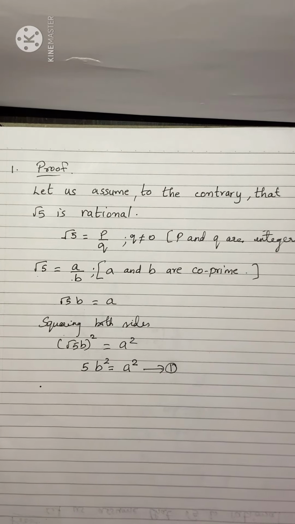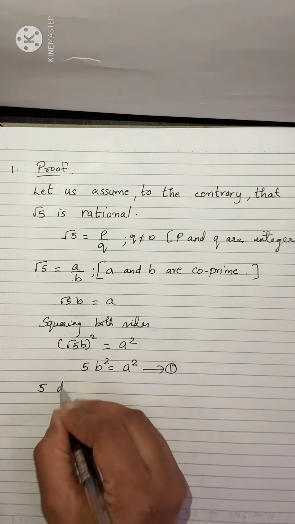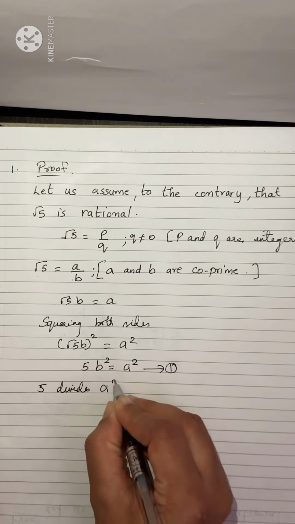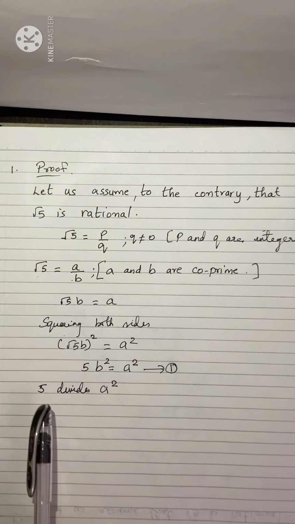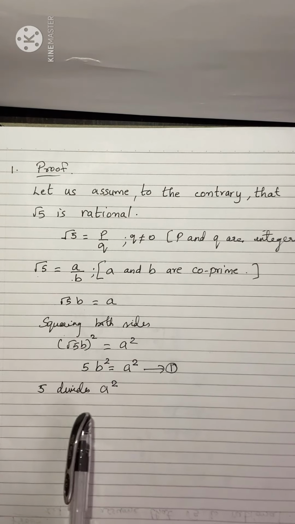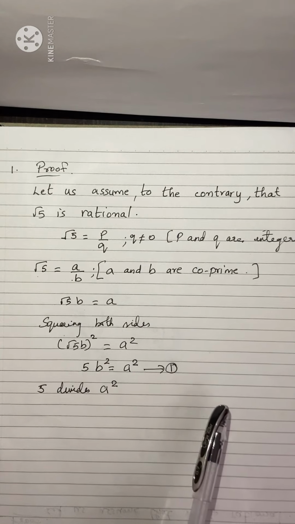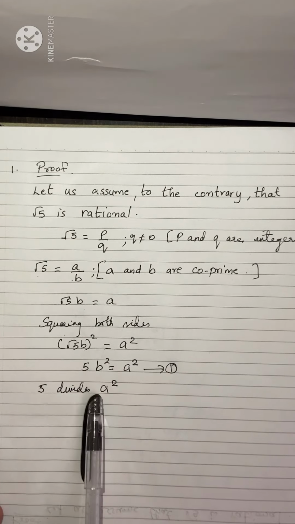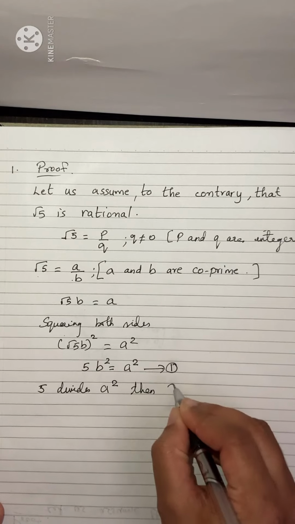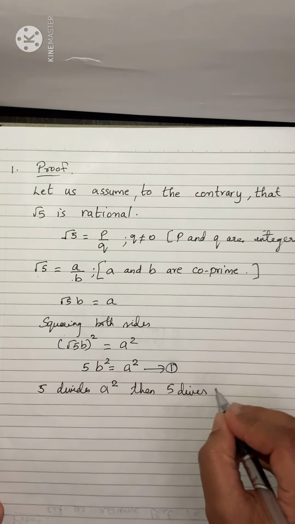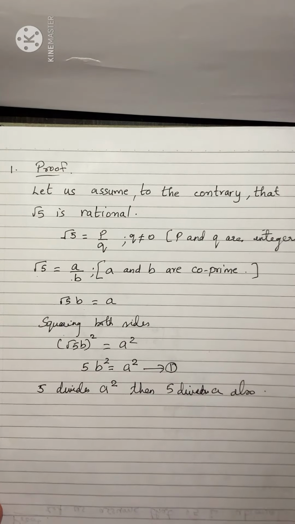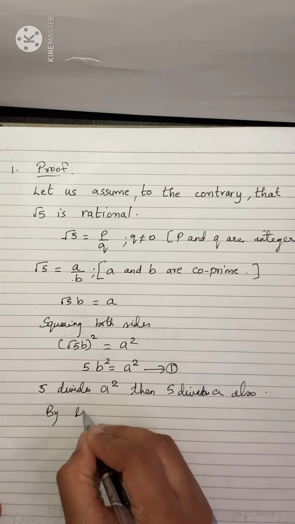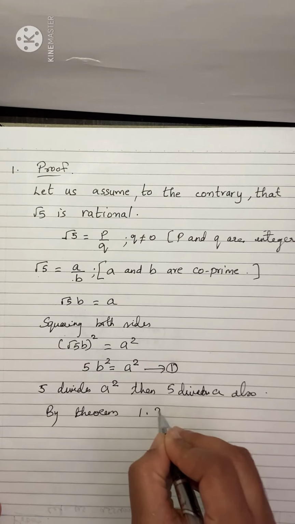Therefore, what we can say is 5 divides a square. Then we have to use theorem 1.3. By 1.3, what it says is, if a prime number divides a square, then it divides a also. So here 5 divides a square, then 5 divides a also, by theorem 1.3.